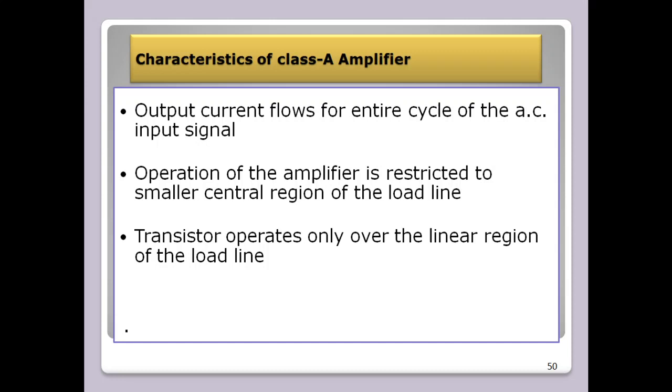Entire cycle. Of course, we know the characteristics of the Class A power amplifier. The operation is restricted to a smaller region of the load line because it is in the center, of course, but we cannot get the maximum power. It is limited to only a few watts. It operates only in a linear region. The efficiency is only 25%.